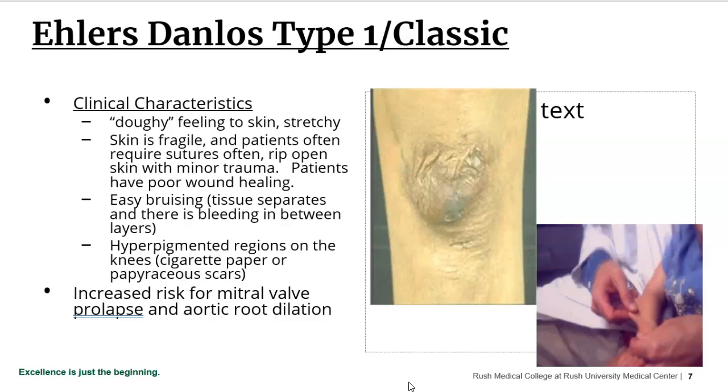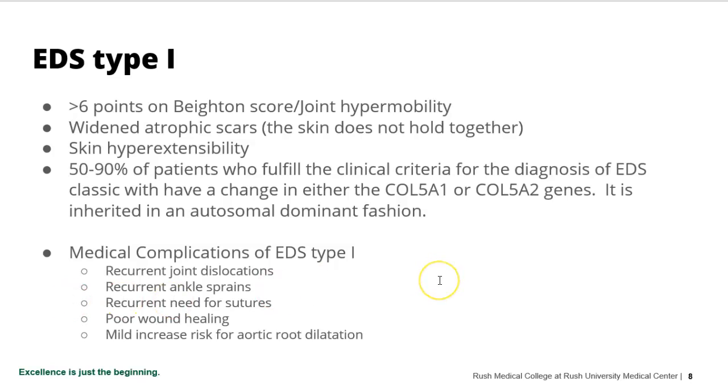These stitches have to be done in more than one layer because they don't hold together very well because of the connective tissue. They bruise easily because any kind of fall or trauma to the skin results in bleeding in between the tissues. One of the major features is hyperpigmentation of the knee. This is called the papyrus scar, or a cigarette paper kind of scar, here on the knee. There's an increased risk for mitral valve prolapse and aortic root dilatation, but far less common than the other connective tissue disorders we're going to talk about in a second.